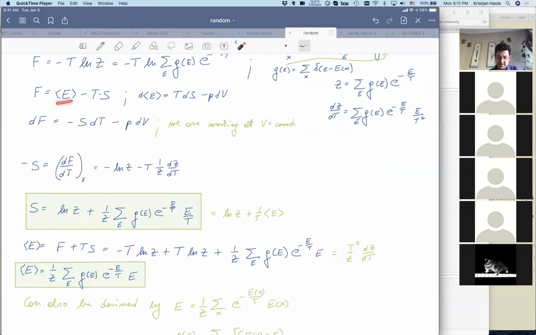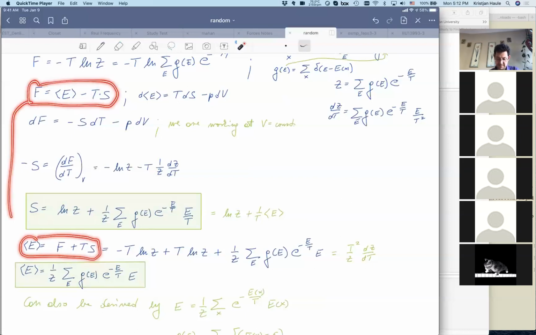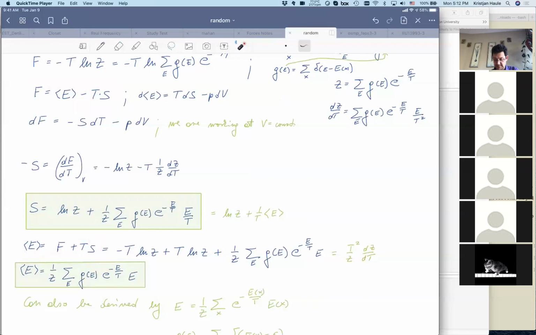So the total energy is, of course, from this equation, F plus T times S, isn't it? So E is F plus T times S. We said that F is equal to minus T log Z, so this is this part. And then we add plus T times S, which we just calculated. So this thing is plus T times log Z. And then we multiply this thing with T and we get this.